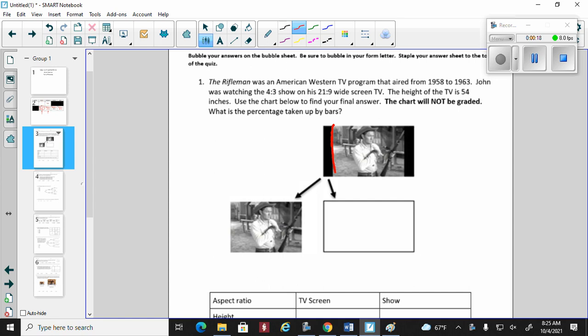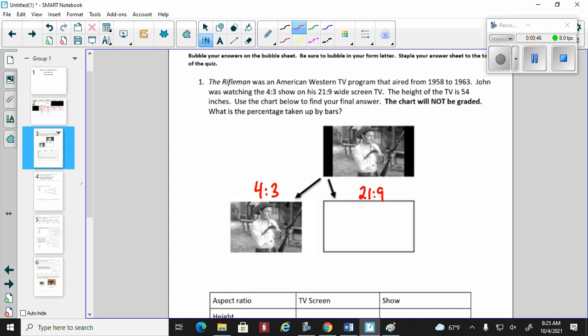We have the smaller rectangle right here, and the larger rectangle right here. Now, folks, we've gone over this several times. If you're still getting this problem messed up, then you need to figure out why, because I guarantee this is a question you'll see on the midterm. It says here that the show is 4-3, so this is a 4-3 show, and this right here is a 21-9.